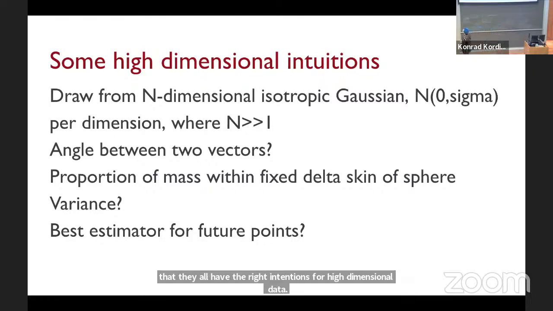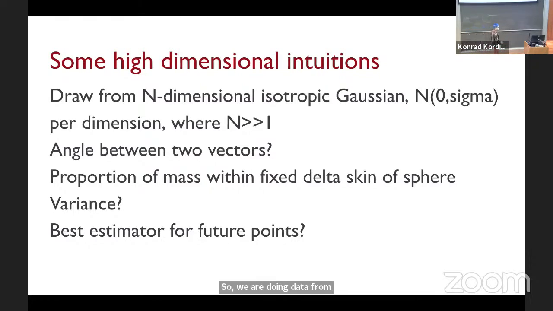So we are drawing data from an n-dimensional Gaussian. I have to remove the chat so that everyone can see. So if there's any questions, please ping me. We draw data from an n-dimensional isotropic Gaussian, N(0, sigma) on every dimension. Now, every dimension we draw independently, so there's no joint, no correlations.